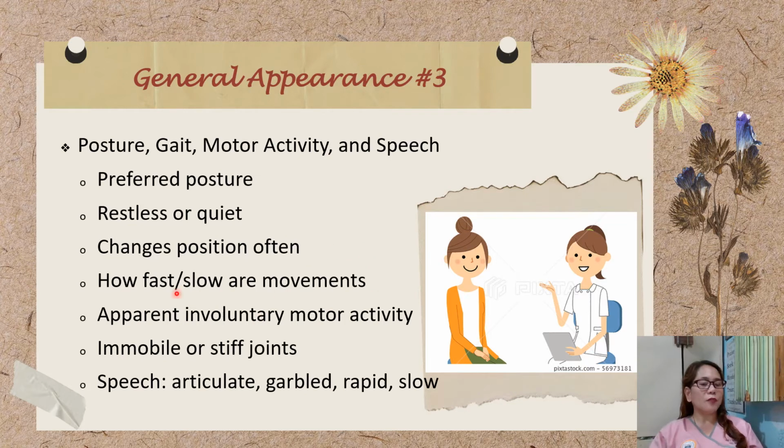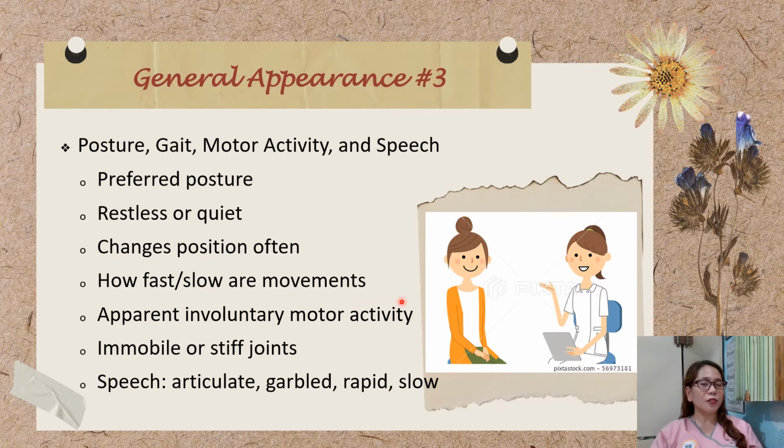Okay, you have to observe also how fast or how slow are the movements. Again, kung sobrang bilis yung movement, could be a sign of distress or anxiety. Kung sobrang slow naman ang movement, could be a sign of problem with the muscle or your patient suffers with stroke, di ba? Okay, observe for apparent involuntary motor activity like tremors, okay, tremor, di ba? Sign din yun sa may mga Parkinson's disease. Immobile or stiff joints, ayan.